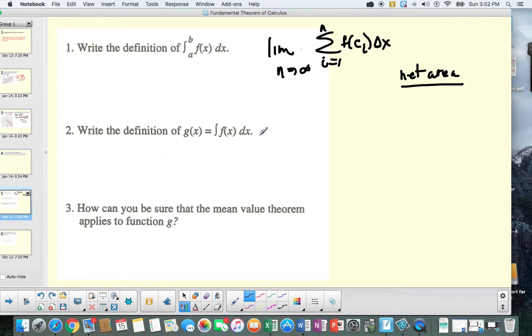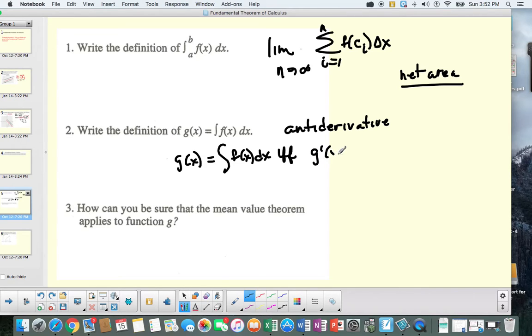Okay, we want to write the definition of this, and remember the word that should come is antiderivative. So g of x is equal to this antiderivative if and only if g prime of x is equal to f of x. So this right here is the derivative.